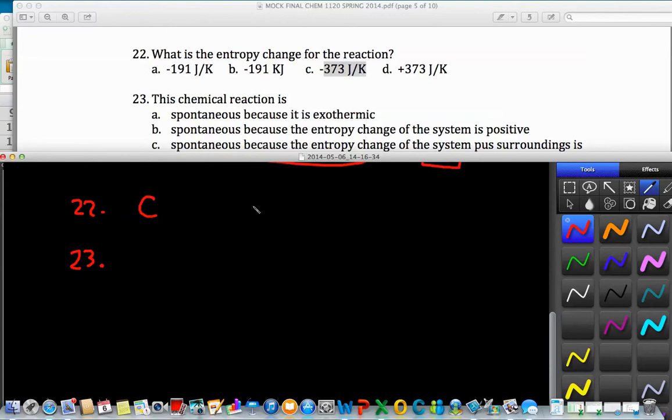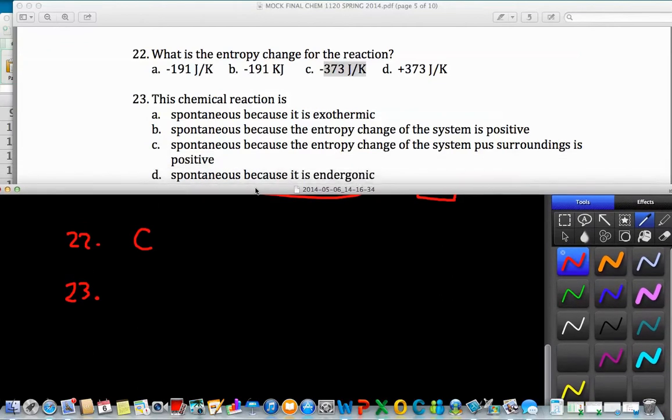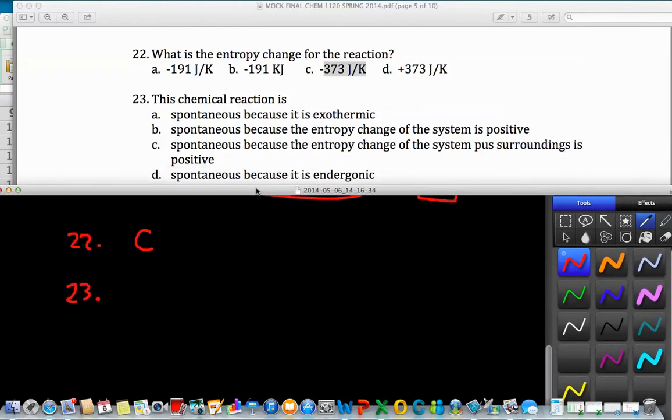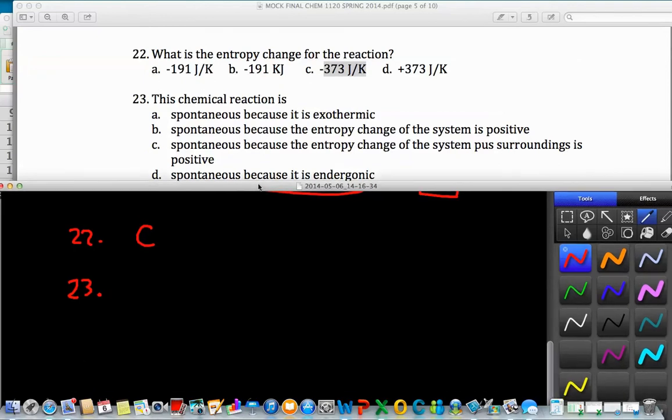Okay, this reaction is going to be spontaneous. So it's not endergonic, we can get rid of D. It is not spontaneous because the entropy change is positive, because the entropy change is negative. The best answer is C, spontaneous, because the entropy change of the system plus the surroundings is positive, which means the delta S total is greater than 0, and that's the ultimate criteria for spontaneity.